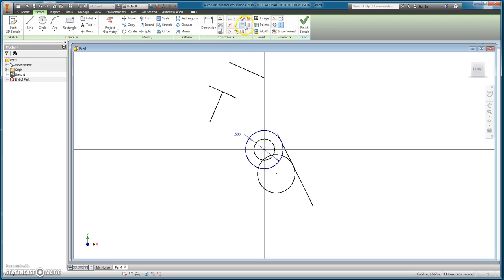A couple other ones would be horizontal and vertical. Horizontal makes something perfectly horizontal. Notice that those both changed, or all three of these changed, because there was other geometric constraints on them. I can also use a vertical command to make something perfectly vertical. Alright? These are probably going to help you out the most with fully constraining your sketches, but they do take a little bit of time to fully understand. Don't be afraid to use them.